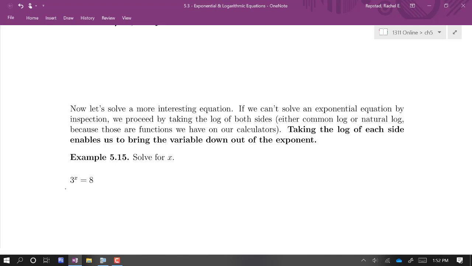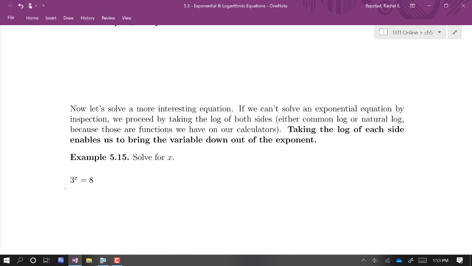I think the best we could do is say that it's bigger than 1, because 3 to the first is 3, but it's less than 2 because 3 squared is 9. That's sort of the best we can do as far as taking a stab at a guess. It's between 1 and 2, and probably much closer to 2 because 8 is pretty close to 9. The way we can get a precise answer is to use logs.